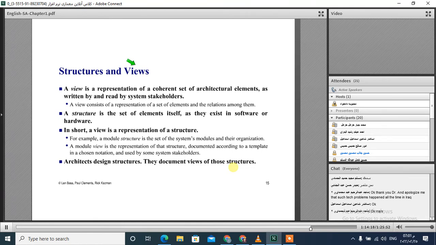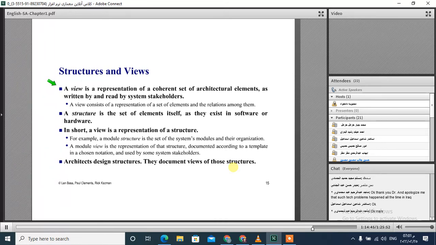We call these views the tools that help us to represent the software architecture. And we have different types of views. For each structure, we have a view. So for different structures, we have different views. A view is a representation of a coherent set of architectural elements.